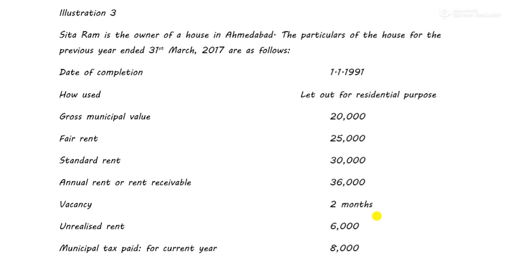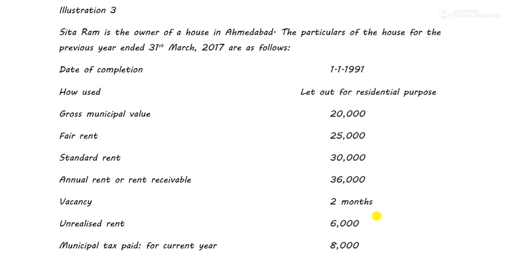Illustration 3. Sitaram is the owner of a house in Ahmedabad. The particulars of this house are as follows. Date of completion not for use. How used? Let out for residential purpose, which means it will be chargeable under income from house property. If it was let out for business purpose, then also it would be charged under income from house property. If it was used for own business, then it would not be charged under income from house property.